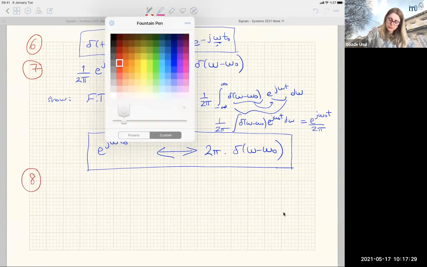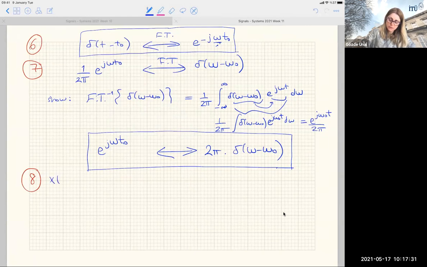Guys, can you please answer? x of t is cosine omega 0 t. Okay, by the way, sorry, it's omega 0 t, right? Please correct me. Because you see, t0 was in the first one, guys. Here it was a t0 shift.